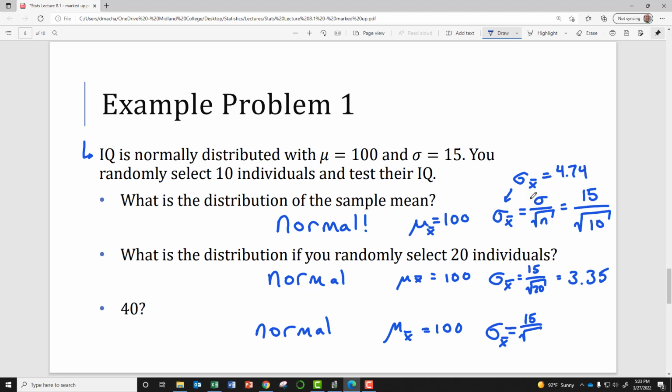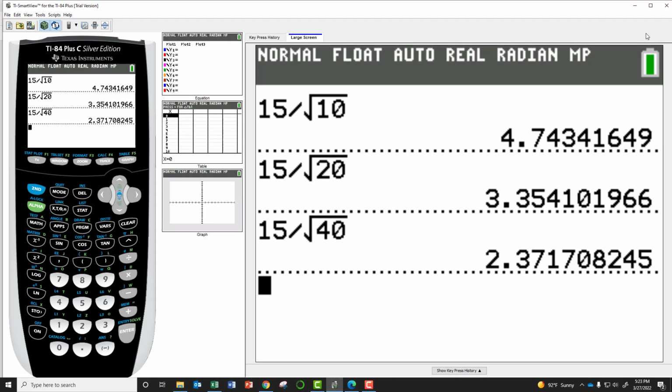15 divided by root 40, and this is, I already forgot it, it was like 2.37.